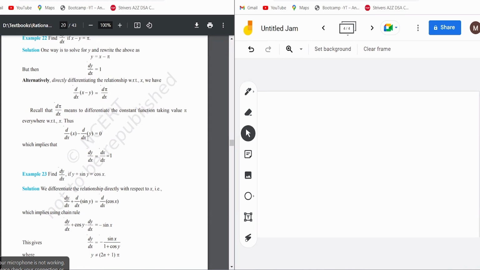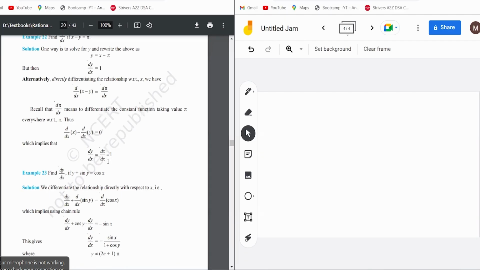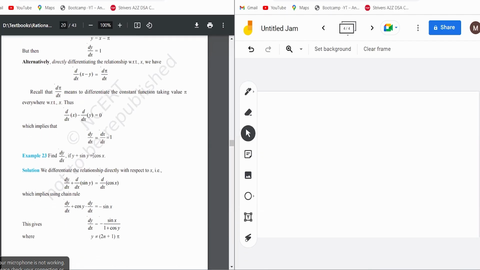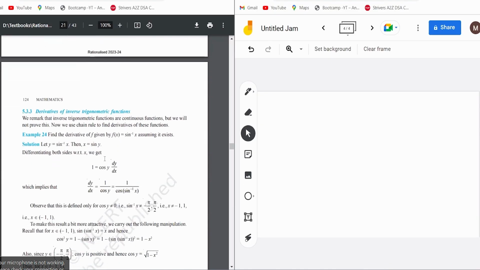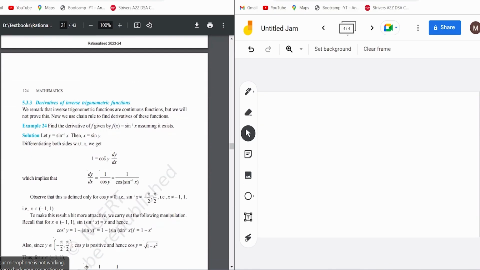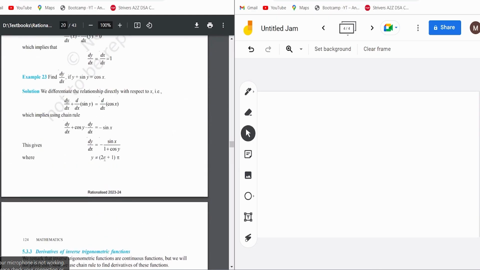तो अपने पास dy by dx क्या आ गया, 1. सो इस तरीके से अपन लोग सॉल्व करेंगे. अपन दोनों तरफ डिफरेंशिएशन ले लेंगे, दोनों तरफ डिफरेंशिएशन लेकर दोनों को dy by dx के रिस्पेक्ट में डिफरेंशिएट करेंगे, और फिर हमें अपना आंसर मिल जाएगा. ठीक है, तो ये तो केस हो गया अपना इम्प्लिसिट फंक्शंस का.